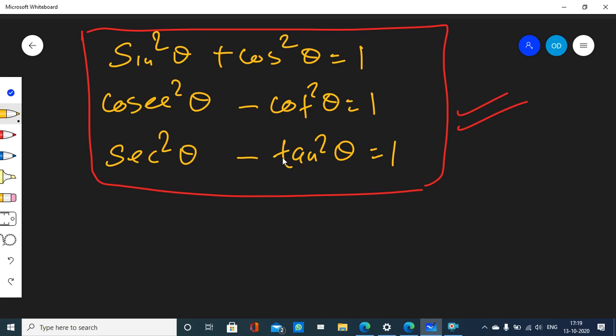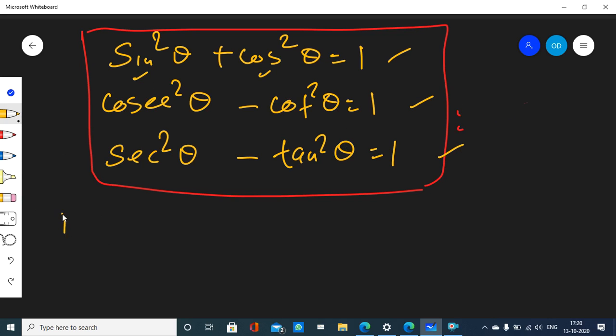Okay. Now just think about it. How can we use this formula? See, we can use it in this way. Suppose we know the value of cos theta and we want to find the value of sin theta, or we know the value of sin theta and want to find cos theta, or we know the value of cosec theta and want to find cot theta, and vice versa. Suppose you know the value of sec theta and want to find the value of tan theta, and vice versa. In all these cases, we can use these identities, remember.